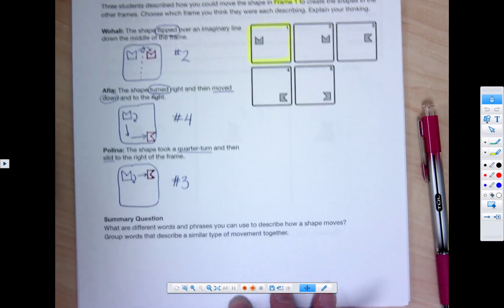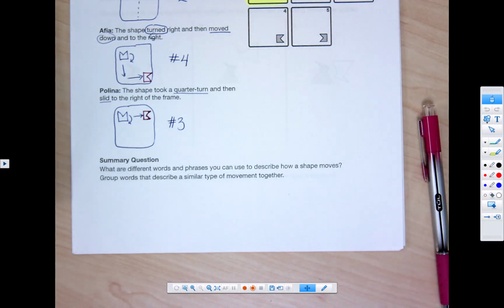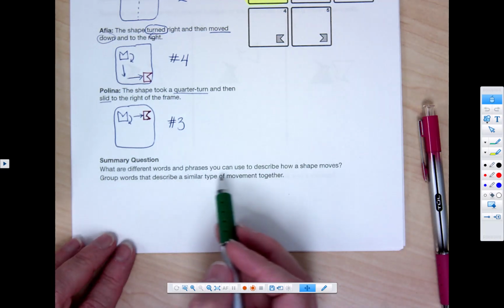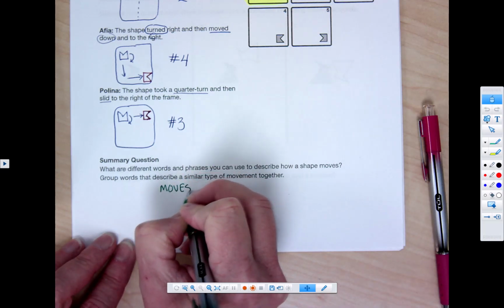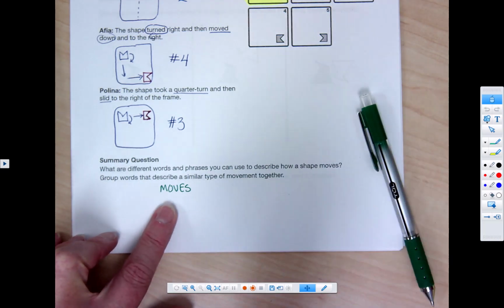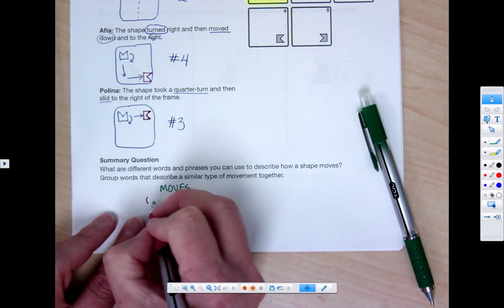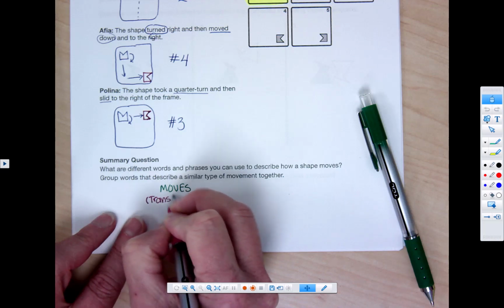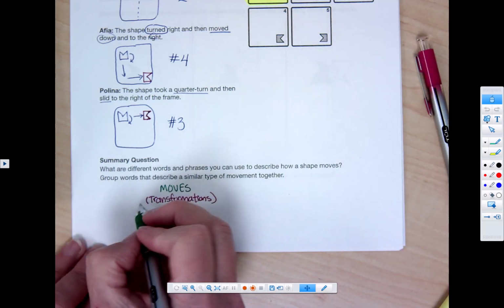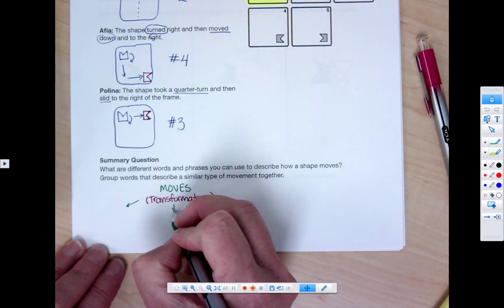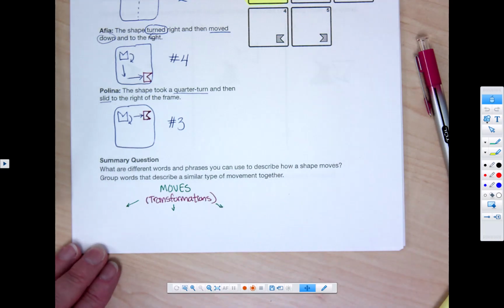At the bottom, let's nail down some of the vocabulary that we talked about in class today. What are some different words and phrases you can use to describe how a shape moves? Well, there's really 3 different moves we were talking about. But as we move forward in this unit, we're not going to call them moves. We're going to develop our vocabulary and call these transformations. In green, I'm just writing more comfortable, natural language. And in pink, I'm going to be writing the vocabulary that we'll be using for it. I'm going to zoom in just a bit.